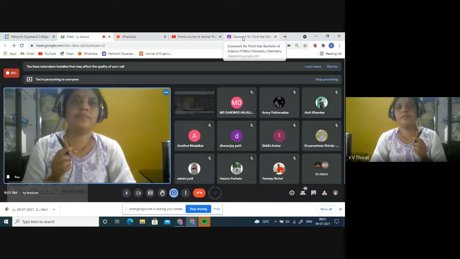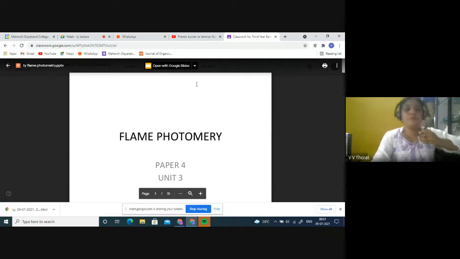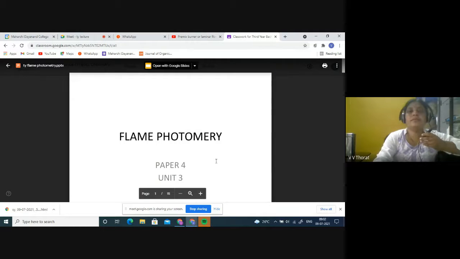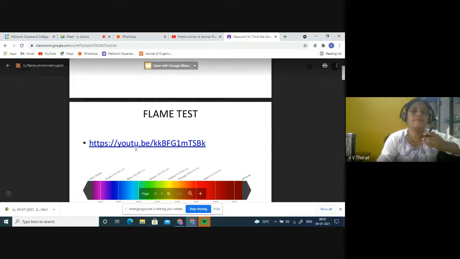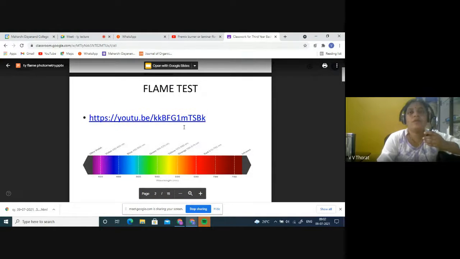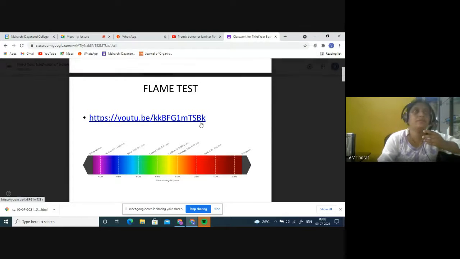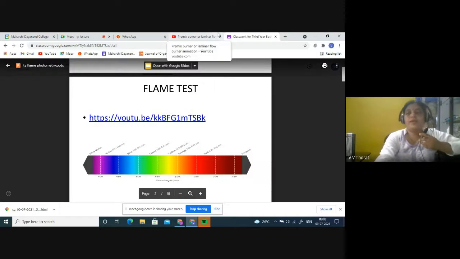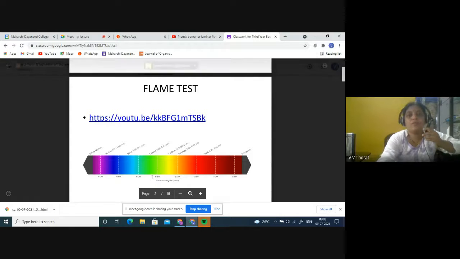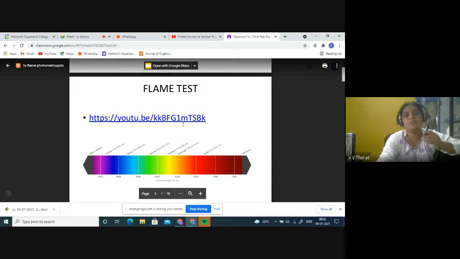Yes. So this is what is flame photometry, which we started in our last lecture. Flame photometry, paper 4, unit 3. We saw what happens in the flame test, which we used to do in our SY lab. You aspirate the sample into the flame. If you get an apple green flame, wavelength around 550, it means barium is present. So such flame tests we saw.